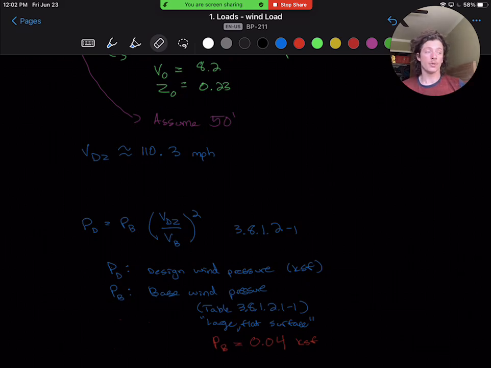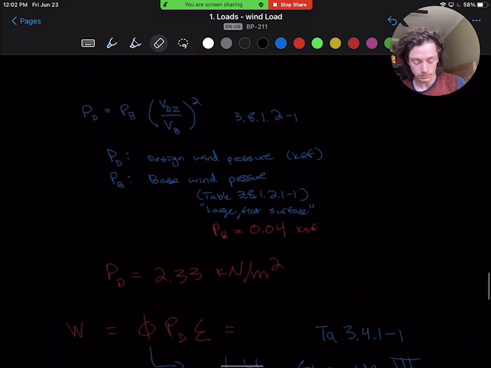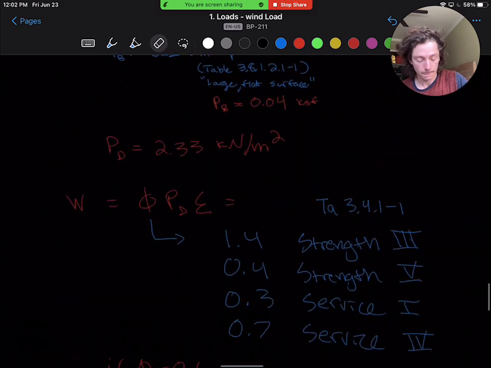So we're going to take this value of PB, our base wind pressure from the table for large flat surfaces, as 0.04 KSF. Now plugging in all of our variables gives us a value for PD, or design pressure, that we can convert to a line load in kilonewtons per meter using that effective area and any associated load factor. And note that this load factor will change based on the associated load combination you are using.